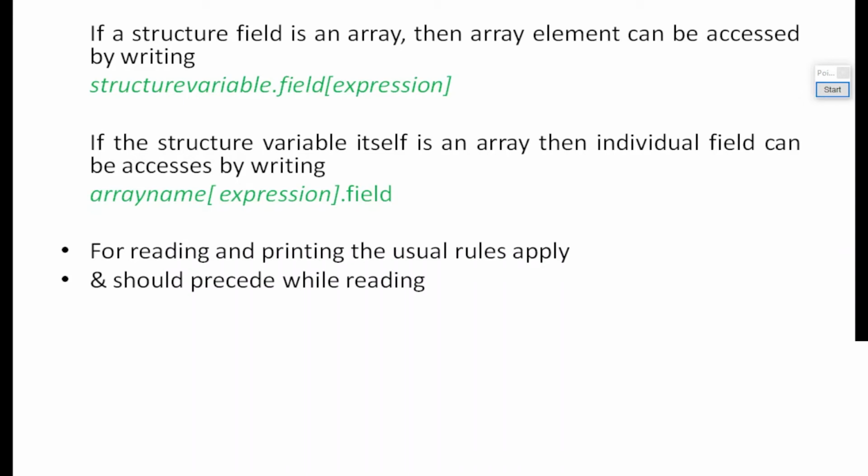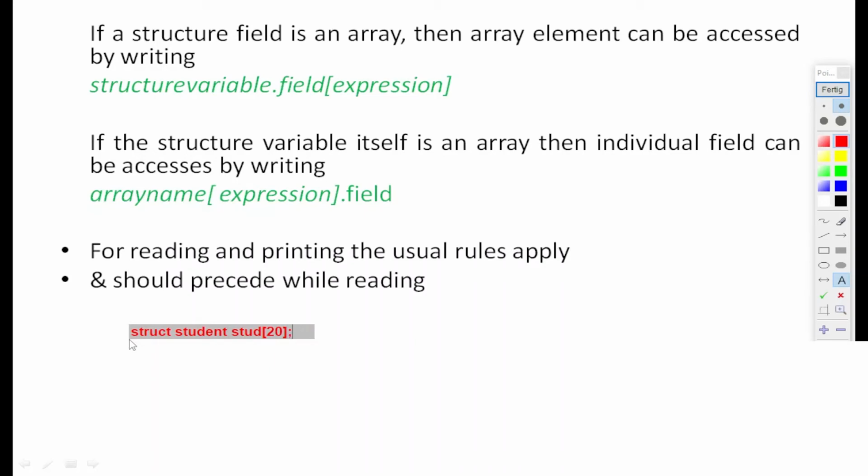If the structure variable is itself an array, say structure student is there, instead of s1, s2, s3, I will call it stud, a stud of 20. That means this is structure student stud. So this stud is an array where each element of the array is of type structure student.